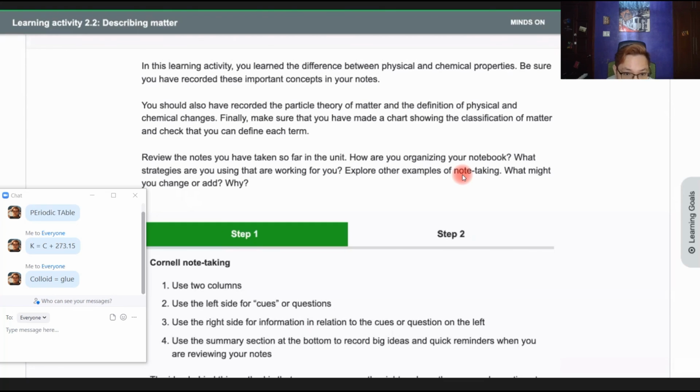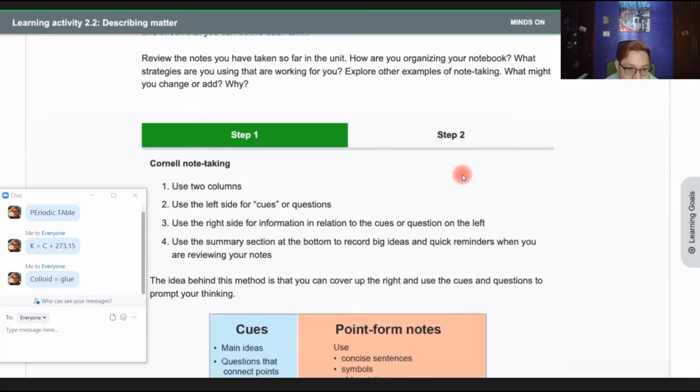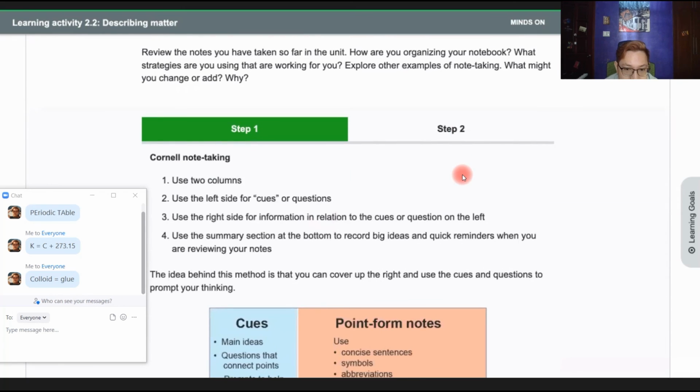Review the notes that you have taken so far in this unit: how you are organizing your notebook, what strategy you are using, and what is working for you. Explore other samples of note taking. What might you change or add and why? Okay, so Cornell note taking. Basically, it tells you how you can take notes.